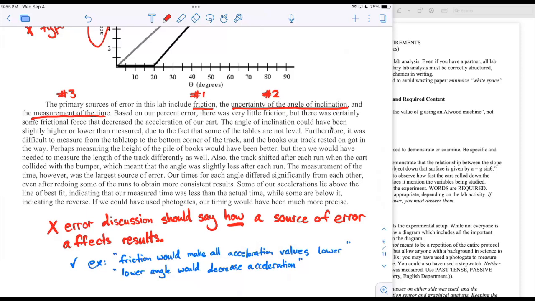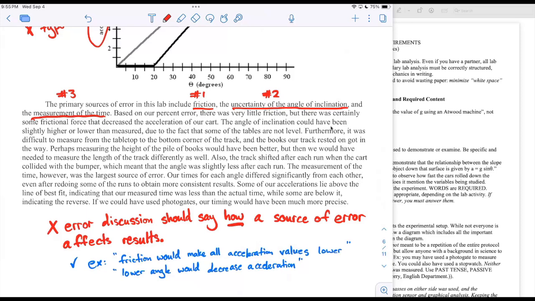Gunter has that. However, here's a ding against him. Error discussion should say how a source of error affects the results. It shouldn't just say, this was an error. It was a bad error. This bad the error was. You have to say how it is going to affect the results.